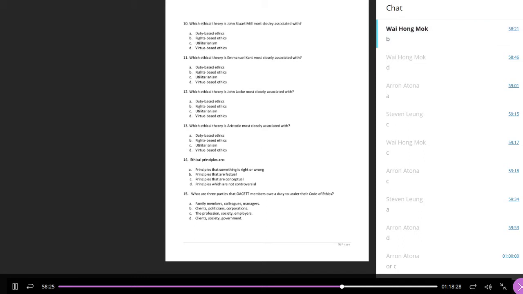Stephen Chu asked, how important for the exam is it to know what these people are associated with? It is not. The reason I put that there is to make this test a little bit more challenging because the answer is pretty easy. So the answer to number 12 is B, rights-based ethics. And of course, 13, Aristotle is associated with which? Right, D. Number 14, ethical principles are what?